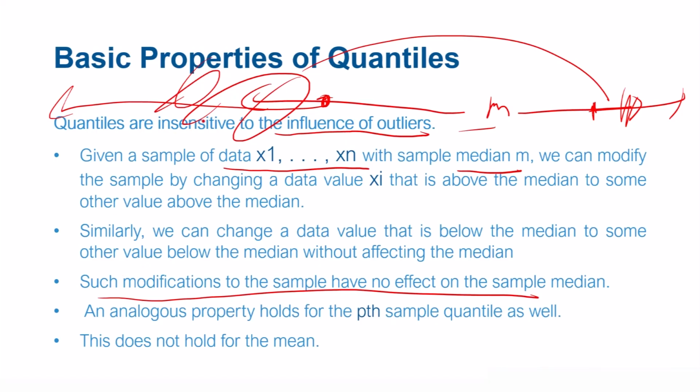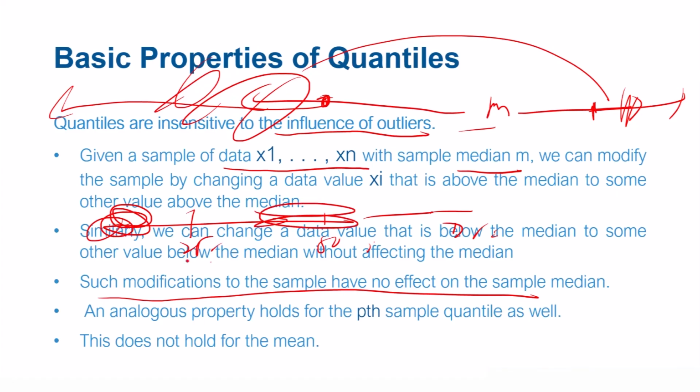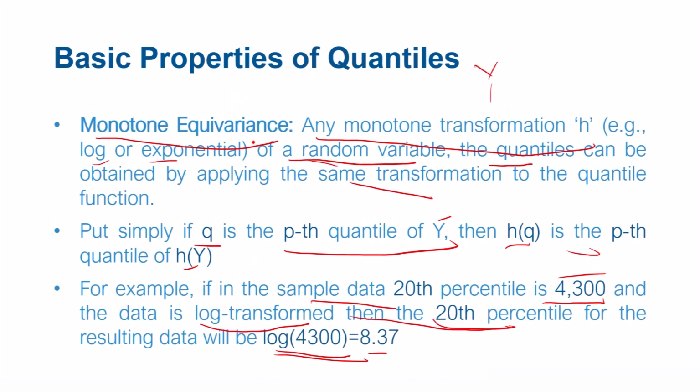Similarly, if you look at any quantile, suppose the 25th percentile or the 75th percentile, and the median is also the 50th percentile, as long as the changes happen on either side without crossing it, its value will not change. It will remain unaffected. However, the same does not hold for the mean. So in this video, we discussed some very basic properties of quantiles. We discussed that they are insensitive to the influence of outliers, and they also follow what we call monotone equivariance.